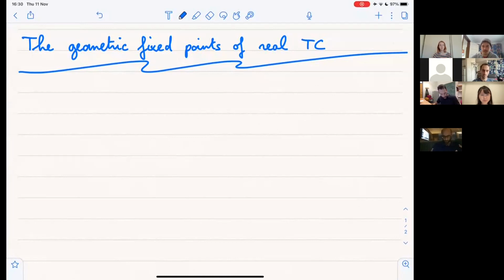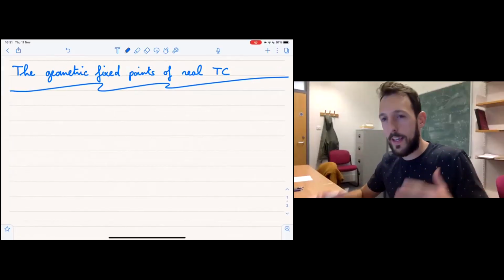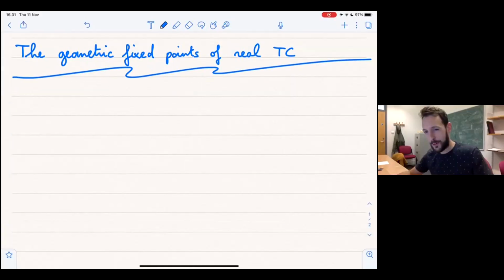I'm going to try to give a talk about the geometric fixed points of real TC. In case my energy level goes down throughout the talk, I'm just sitting in my office. Please feel free to just shake me up a little bit and let me know if I should pick up my voice or something.